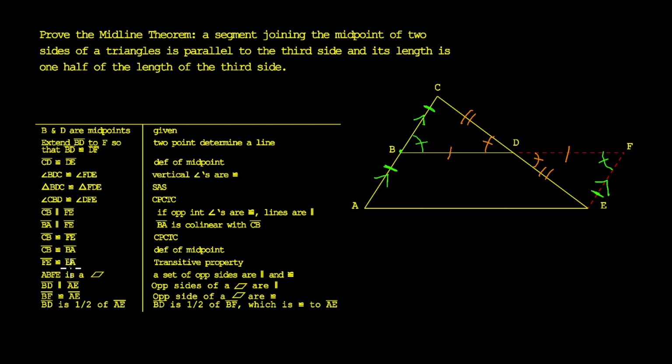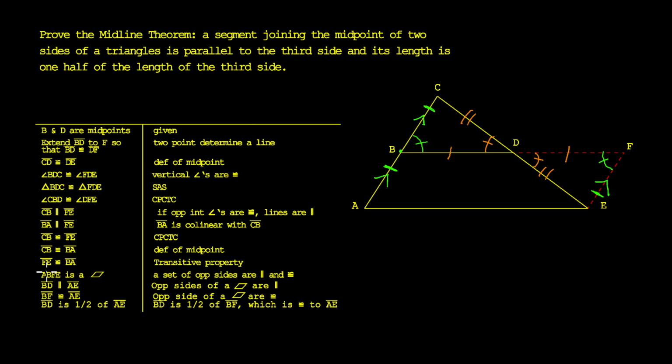Then FE is congruent to BA, transitive property. So if FE is congruent to CB and CB is congruent to BA, then FE is congruent to BA. It's much harder to see on a complicated diagram like this. It's the same as if A equals B and B equals C, then A equals C. Again, take a second, pause the video, and convince yourself of that.